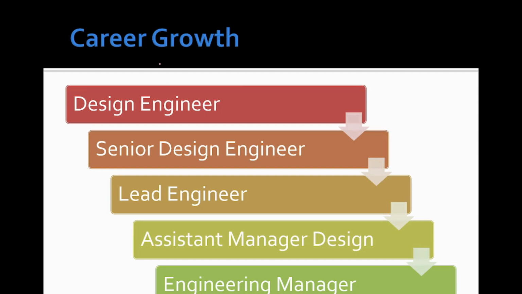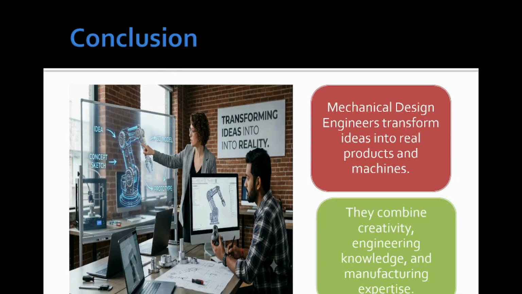Now, it is very interesting to know the career growth. Of course, it starts with the design engineer, then the senior design engineer, and then you will be able to handle a team of 4 to 5 senior design engineers. You will become the lead engineer, and then after lead engineer, you will be an assistant manager, and then engineering manager, or the engineering head of the company.